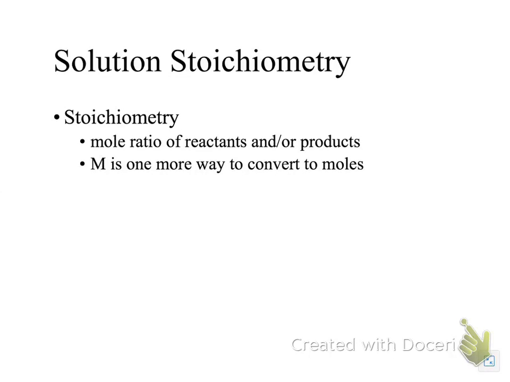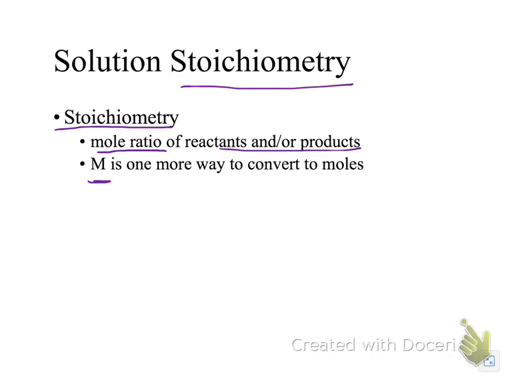Okay, now we're going to do some stoichiometry with solutions. So we know for stoichiometry, we have to use the balanced equation and those mole ratios of reactants and products in order to figure out if I have so much of one thing, how much of the other am I going to make. Okay? So molarity is just one more way to convert to moles.